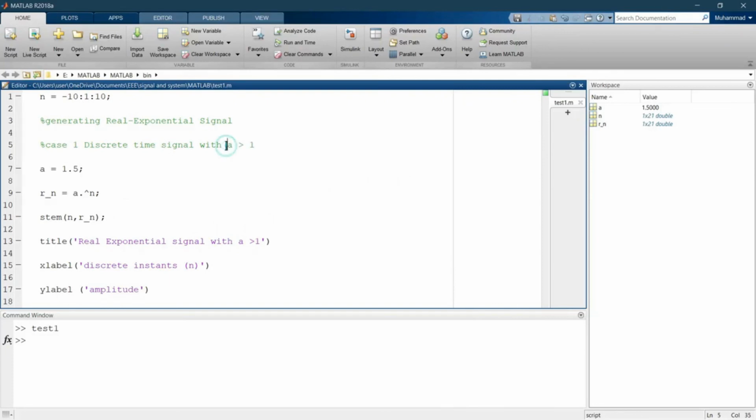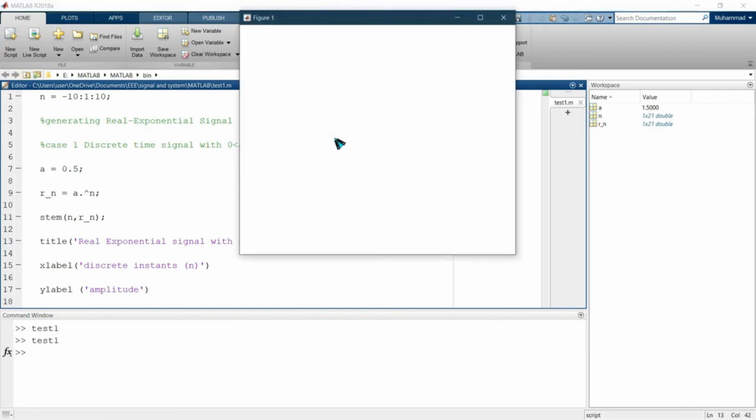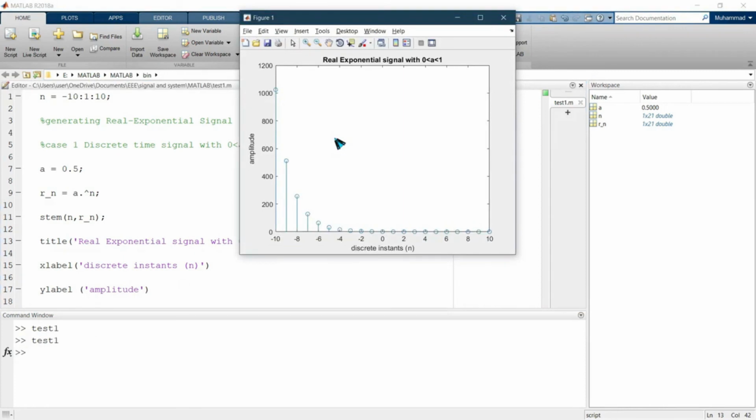Now we will look at the other case where a is between 0 and 1, that is, 0 less than a less than 1. We have to choose the value of a between 0 and 1, so I will choose 0.5, and now my heading of the graph will be this, and the rest is the same. Now we get a graph which is opposite to the first one. It is a decaying graph and it is exponential.